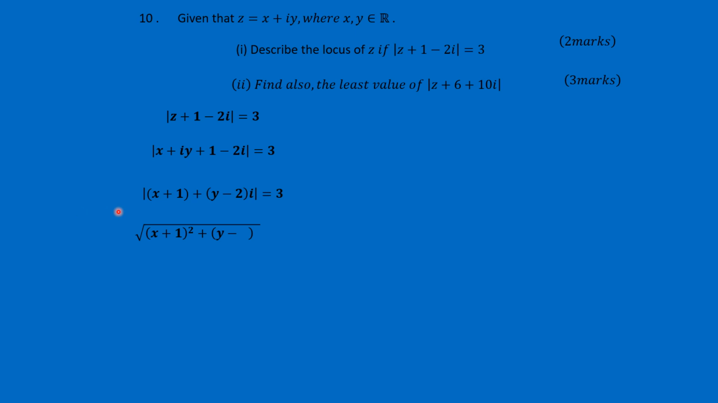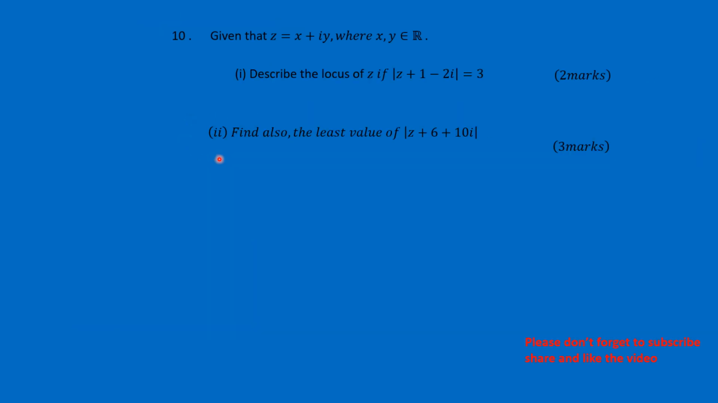Now this is the modulus of a complex number, so we take the real part squared plus the imaginary part squared, all under the square root, equals 3. At the end of the day, squaring both sides gives us this equation. This is the standard Cartesian equation of a circle centered at negative 1, 2 and radius 3. I think you can recall that. So that describes the locus of z: a circle of radius 3 centered at (-1, 2). That was what was required of the first part of the question, 2 marks.